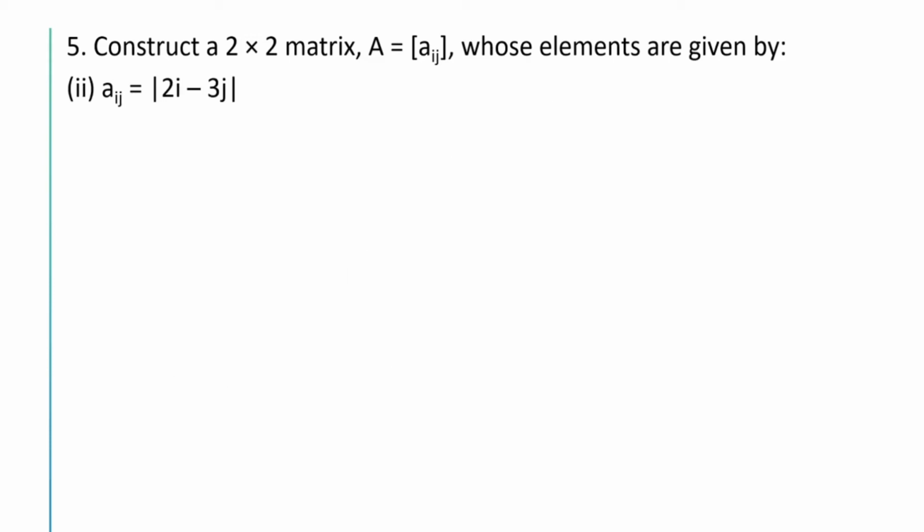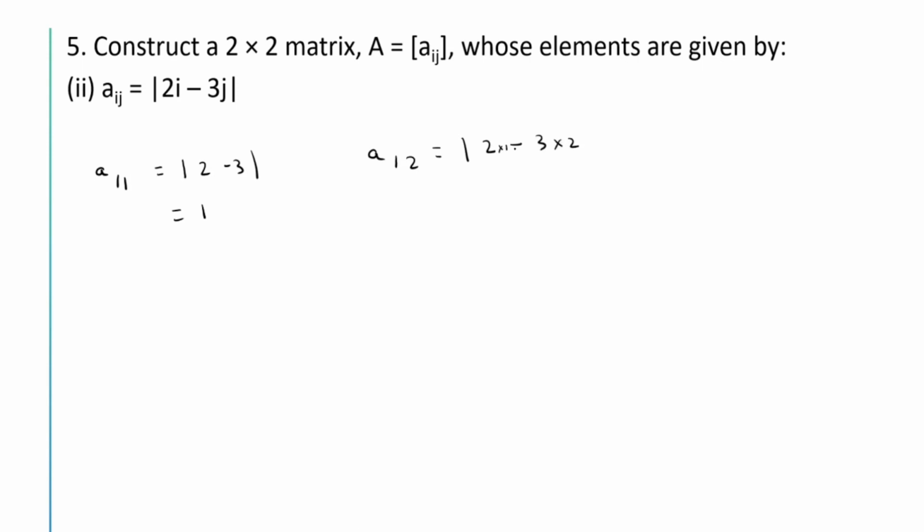The next one, Aij is equal to mod of 2i minus 3j. So here again we have to construct A equal to the matrix Aij, where Aij is given by mod of 2i minus 3j. So first we will find A11. A11 means the element in the first row, first column. Here i is 1 and j is 1. So mod of 2 minus 3, mod minus 1 will be 1. Then the element in the first row, second column is A12. Here i is 1 and j is 2.